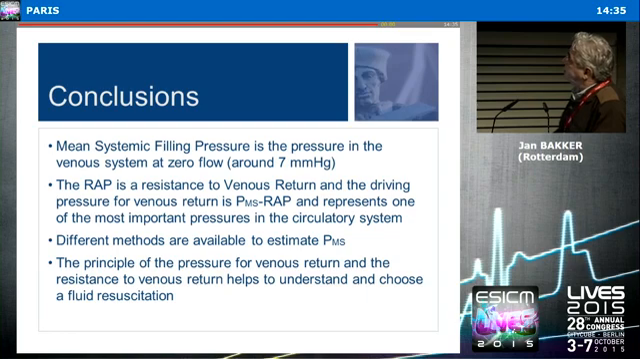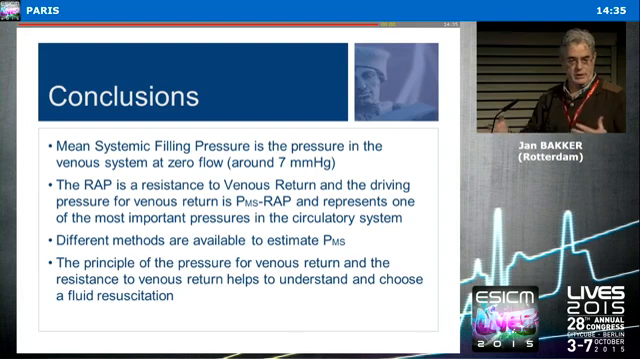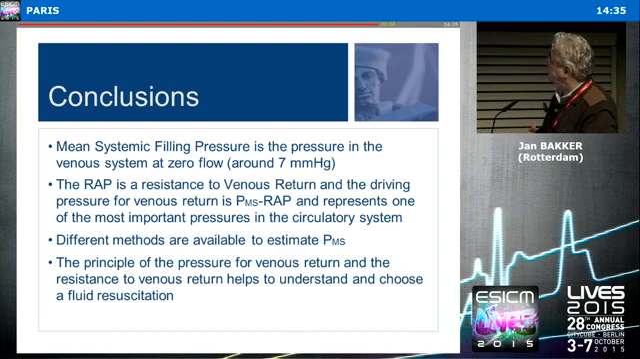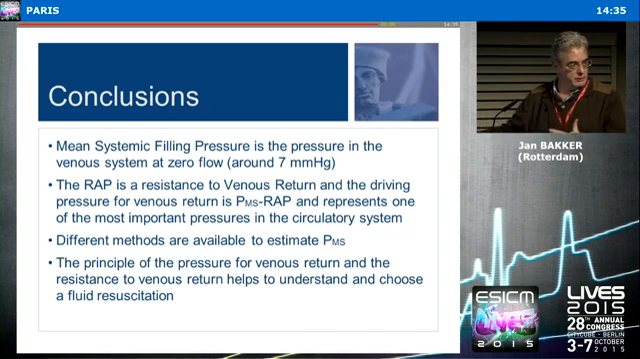So, in conclusion, mean systemic filling pressure is the pressure in the venous system at zero flow, and it's around 6, 7, as you saw in the pacemaker example. The right atrial pressure is a resistance to venous return, and the driving pressure for venous return is the mean systemic filling pressure minus your right atrial pressure, and thus represents one of the most important pressures in your system. Different methods are available to estimate the mean systemic filling pressure. The easiest one, the algorithm, and the somewhat more complicated one, the inspiratory hold.